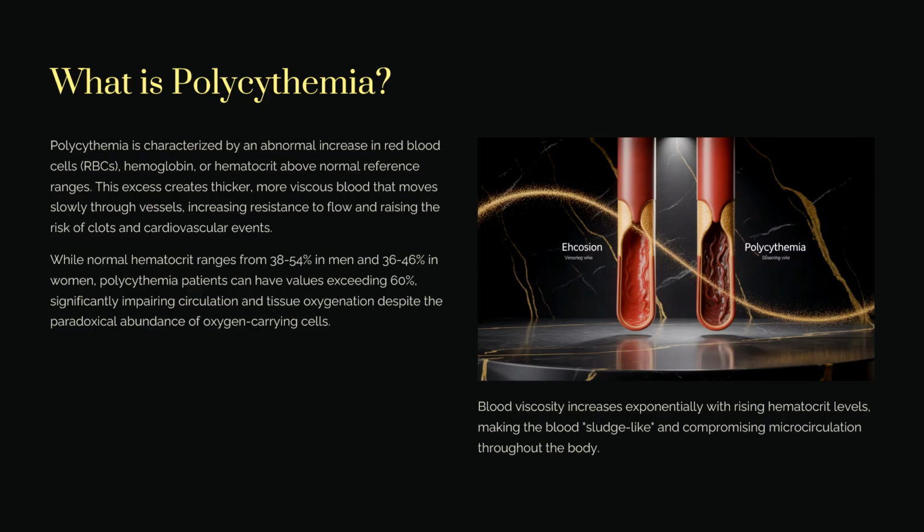You can see that written here: while normal hematocrit ranges 38 to 54% in men and 36 to 46% in women, a polycythemia patient can have values exceeding 60%. So you can think how much volume of red blood cells is present in the blood.